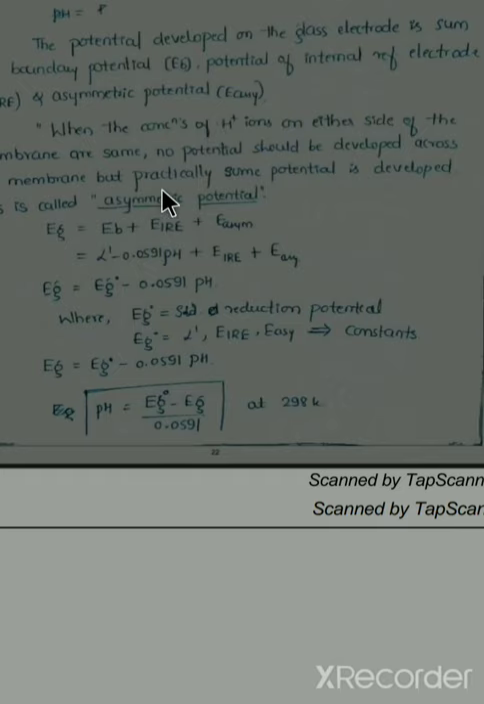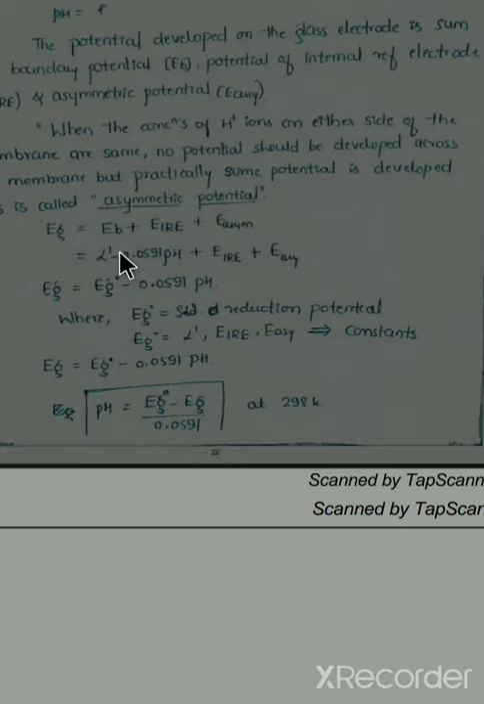Now, as I told, the potential developed in this glass electrode is the sum of three factors. So you can write Eg equal to, Eg being the potential of the glass electrode, where G stands for glass electrode, and that is the sum of these three: EB, the boundary potential, plus EIRE, where IRE stands for internal reference electrode, and E asymmetric, that is due to the asymmetric potential.